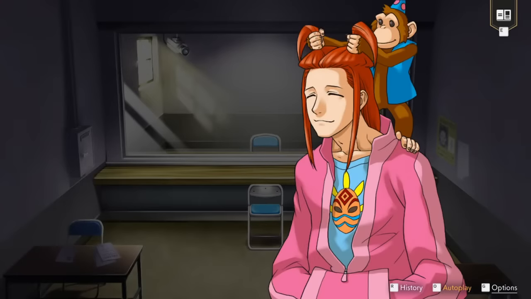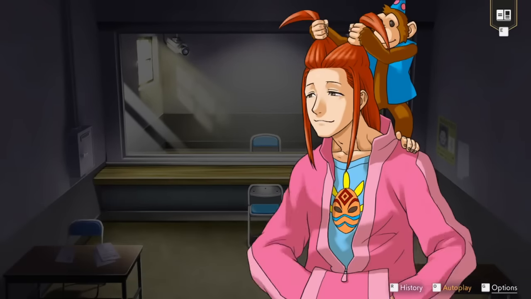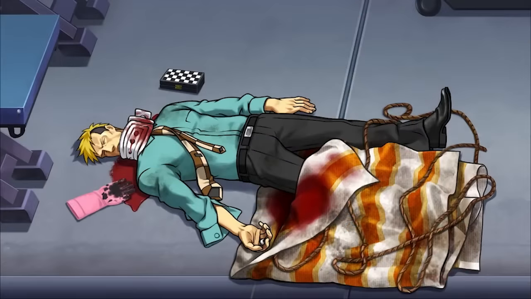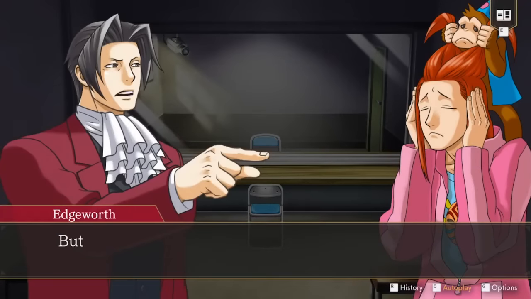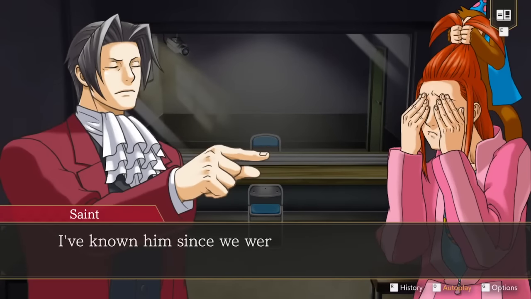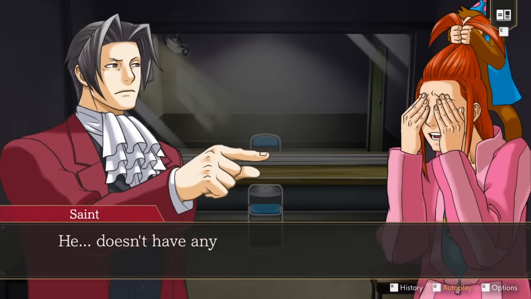For one, he's an animal tamer at the Very Big Circus and the new partner of Money the Monkey, who likes to use his hair like joysticks Ratatouille style. And two, the victim in this case and the culprit of the previous case, Bronco Knight, was actually a childhood friend of his. To quote him directly, "I've known him since we were kids, when both of us were all alone. He doesn't have any family, you see, just like me."